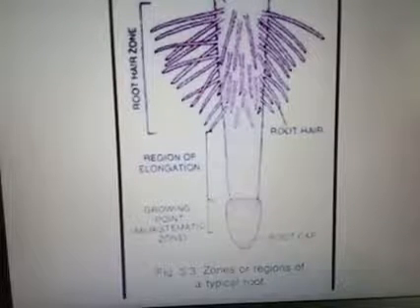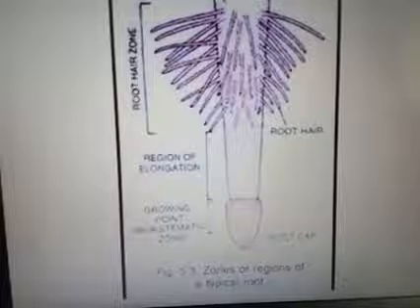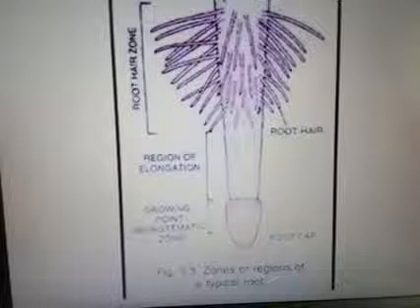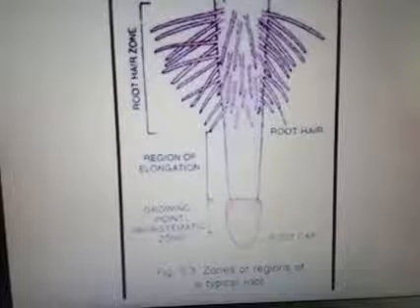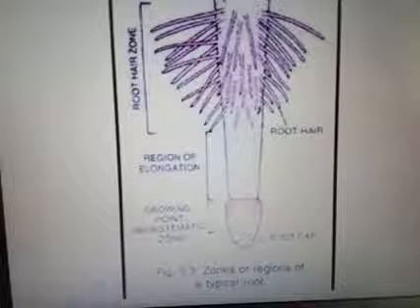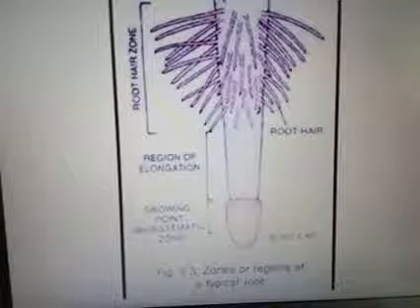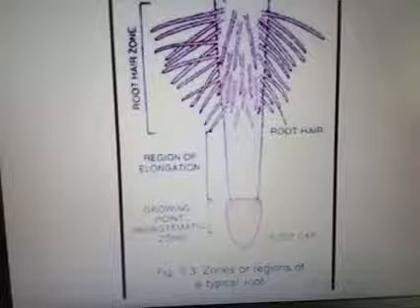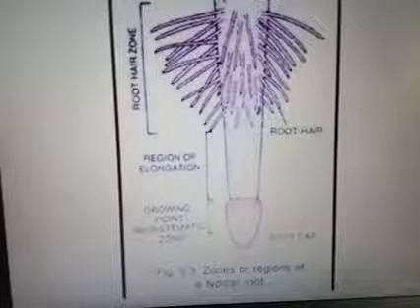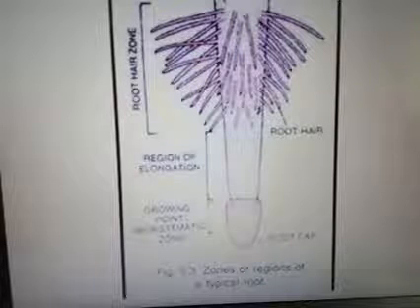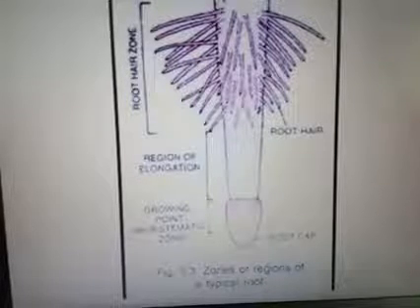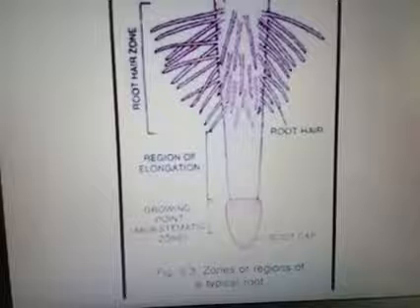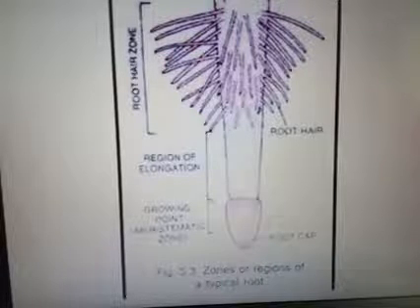So the root system arises from the radicle of the embryo. It is seen in underground parts. In dicots, the taproot system is found, and in monocots, the fibrous root system is found. Normally roots arise from the radicle, but in some conditions roots arise from other parts of the plant: node, leaf, main stem, branches. Those roots are known as adventitious roots. A typical root has the following parts: root cap, meristematic region, region of elongation, and the region of maturation. Clear?